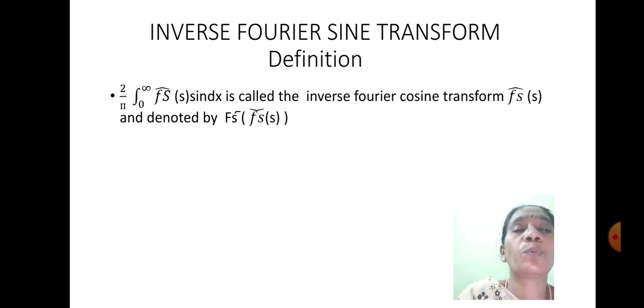Next, inverse Fourier sine transform. Definition: 2 by pi integral 0 to infinity of Fs cap of s sin sx dx is called the inverse Fourier sine transform of Fs cap of s, and it is denoted by capital Fs cap of f of s into x.